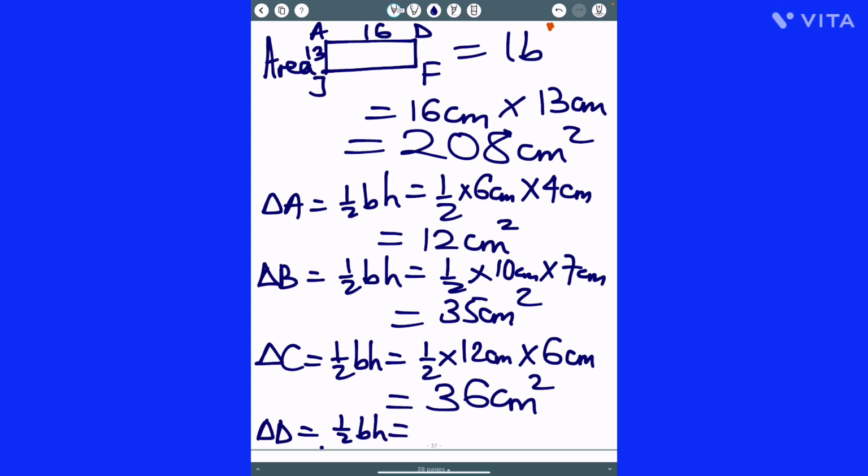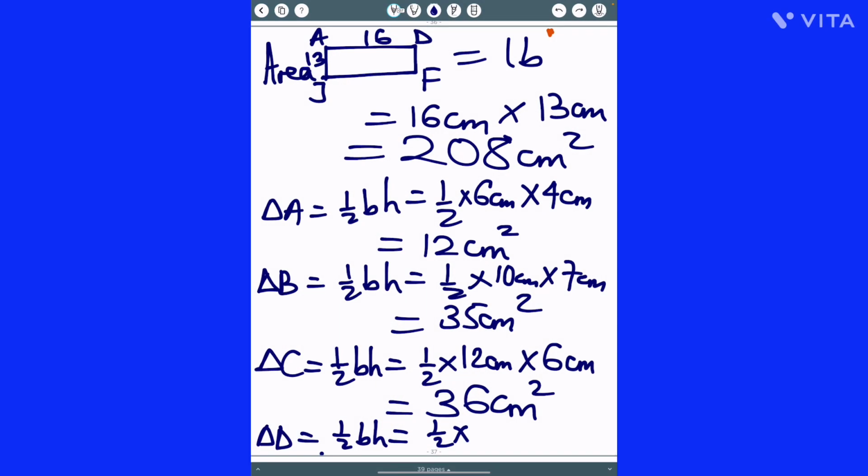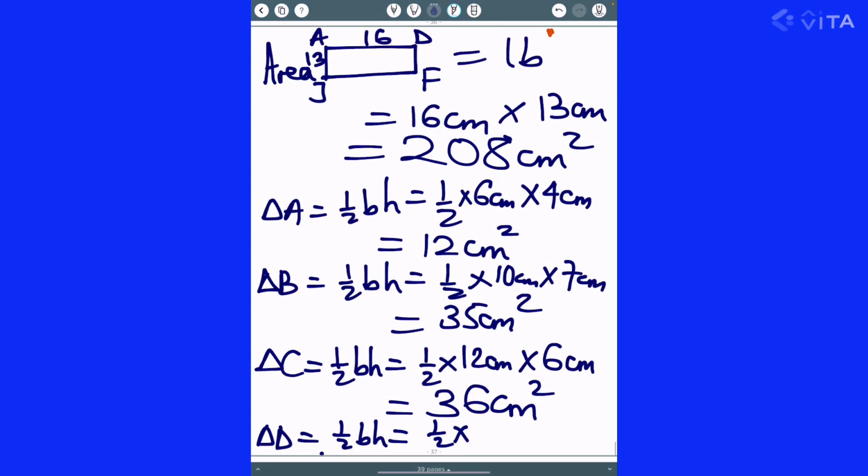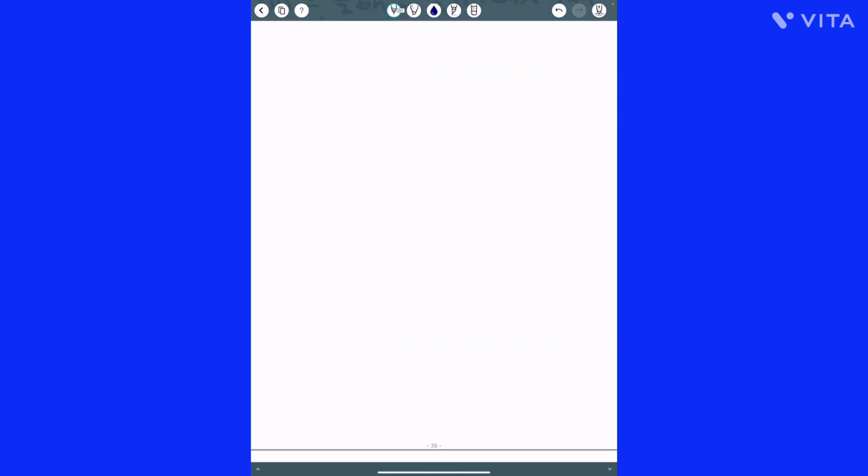Then area of triangle D is also half base times height. Half base times height for triangle D is half times the base. Let's check the base. Okay, here the base is 4, and the height is 9. So half times 4 centimeters times 9 centimeters will give us the area of triangle D. That gives us 18 centimeters squared.